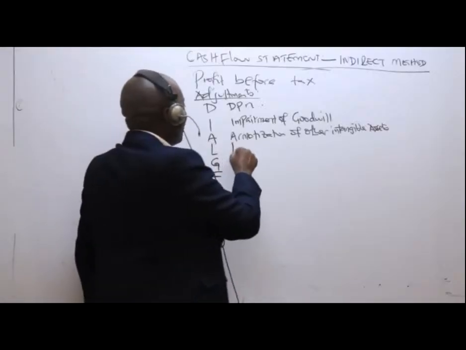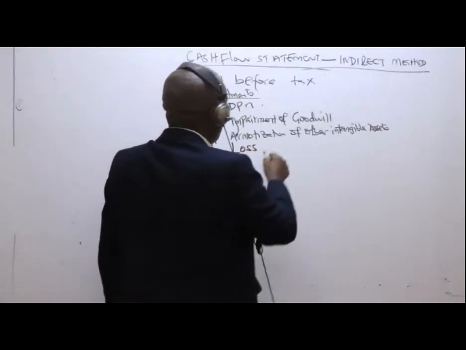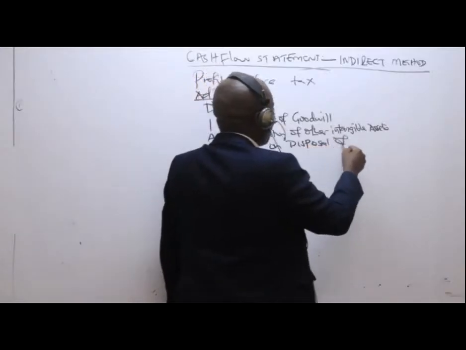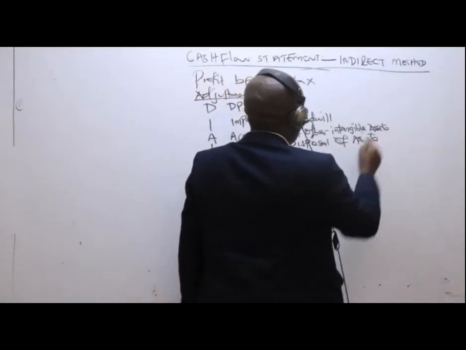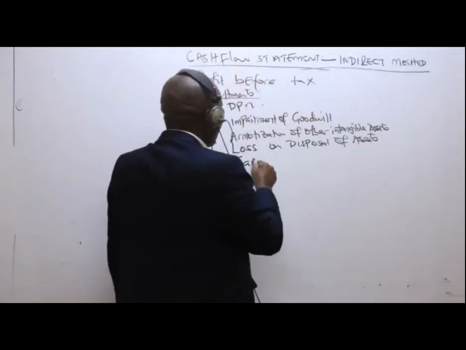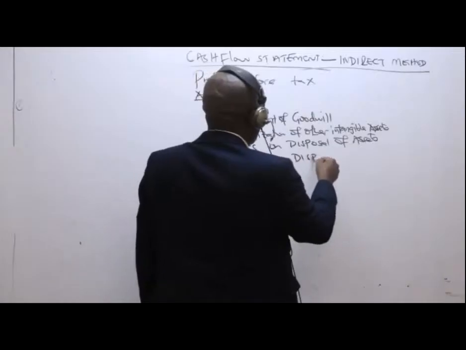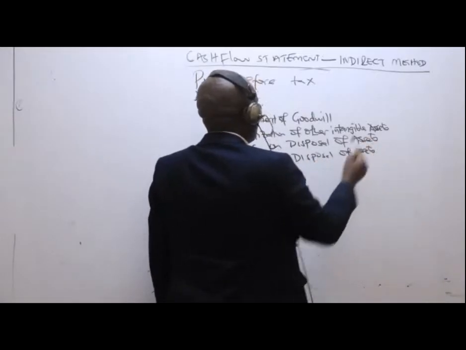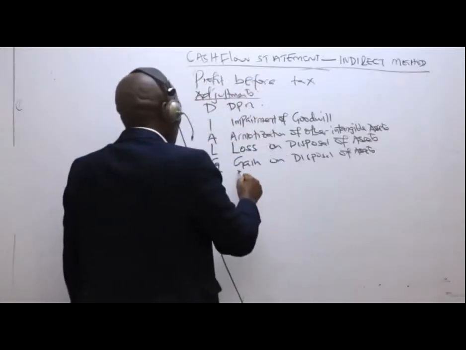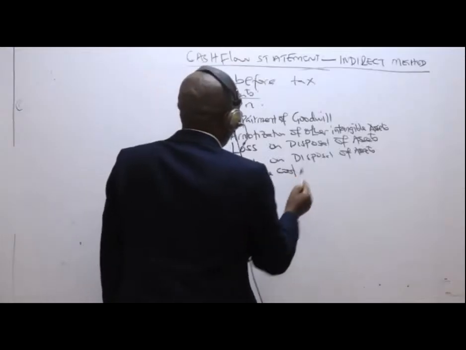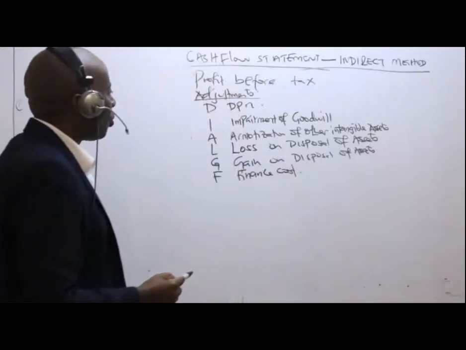And then we have loss on disposal of assets. We have gain on disposal of assets. And then lastly, we have the interest, the finance cost.